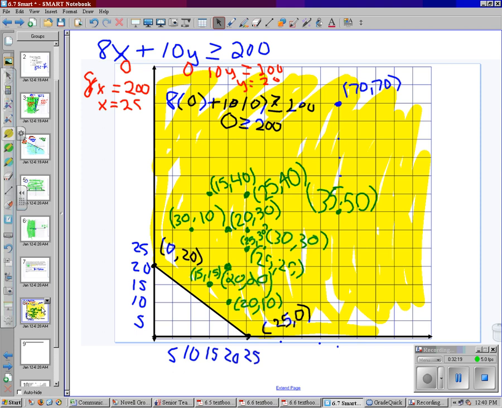Okay, so there are lots of different solutions. I want you to realize that when I ask you a question on the test, and I say, give me 3 possible solutions to the inequality, you guys had a lot more than 3 here. As long as it's in the shaded area, it's a possible solution to the inequality. Any questions there?